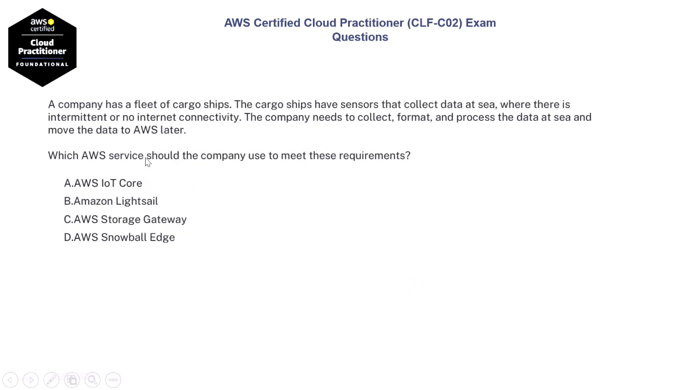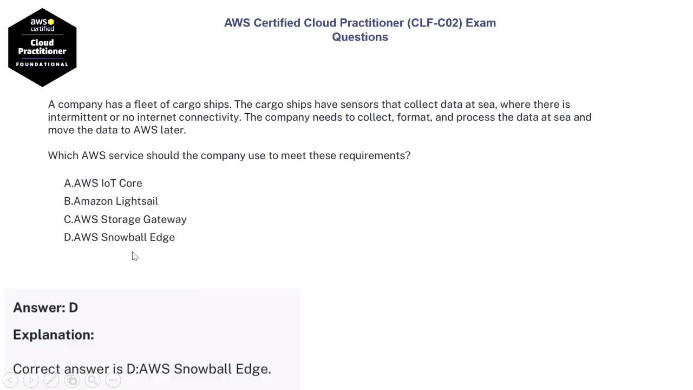Next question. A company has a fleet of cargo ships. The cargo ships have sensors that collect data at sea where there is intermittent or no internet connectivity. The company needs to collect, format, and process the data at sea and move the data to AWS later. Which AWS service should the company use to meet these requirements? Option A, AWS IoT Core. Option B, Amazon Lightsail. Option C, AWS Storage Gateway. Option D, AWS Snowball Edge. The correct answer is option D, AWS Snowball Edge.